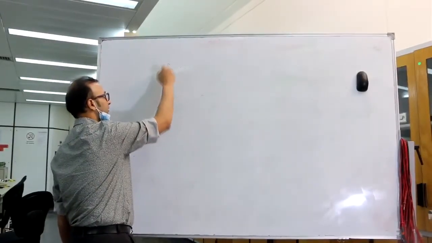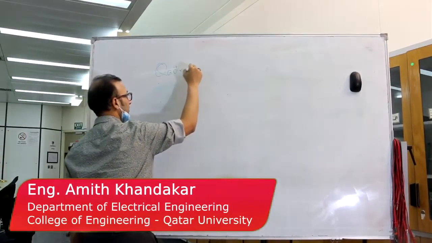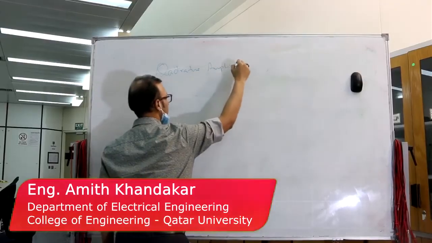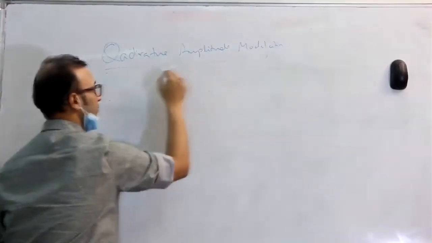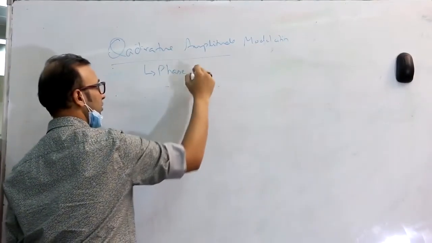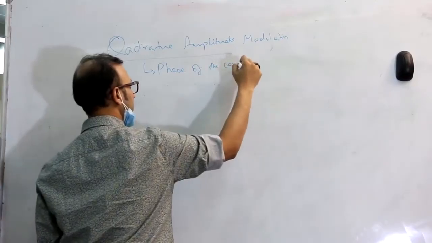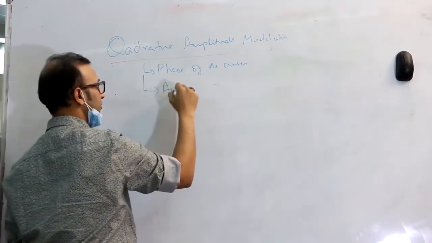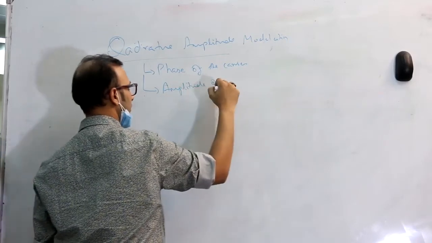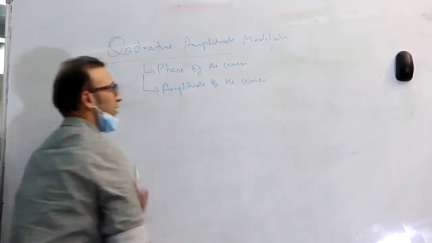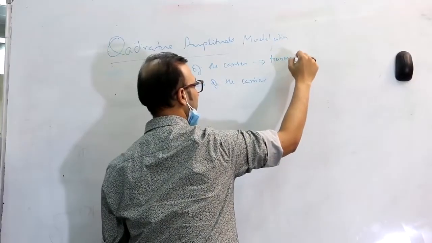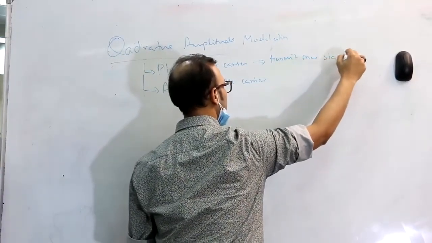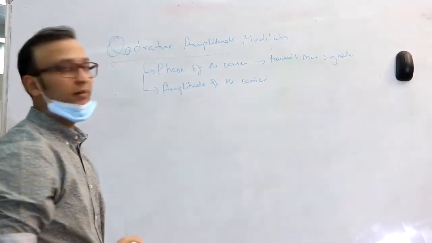We'll start with Quadrature Amplitude Modulation. Over here, when you say Quadrature Amplitude, you are changing two things. First, you're changing the phase of the carrier, and then you're changing the amplitude of the carrier. We are changing the phase of the carrier so that we can transmit more signals. In this case, the phase will be shifted by 90 degrees.